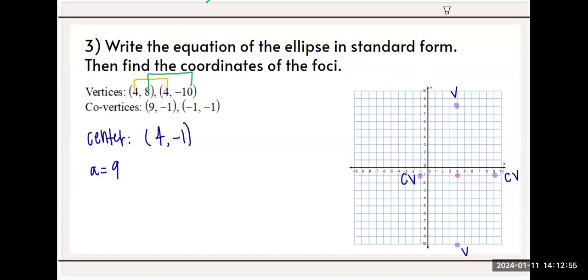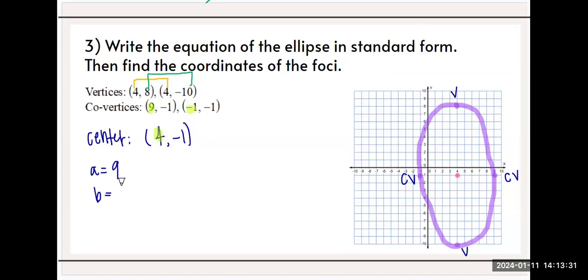Okay, and from here we can see it's an egg. It's longer up and down. All right, what is B? 5. So we could count 1, 2, 3, 4, 5, or we could compare over here from 4 to 9 is 5, and from 4 to -1 is 5. Good. Okay.